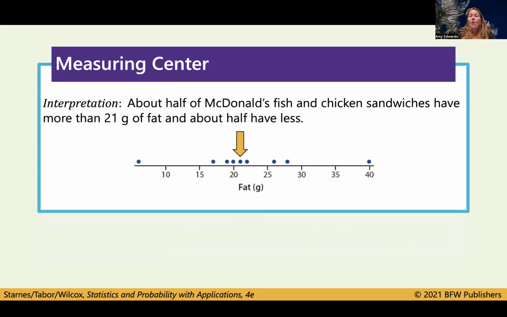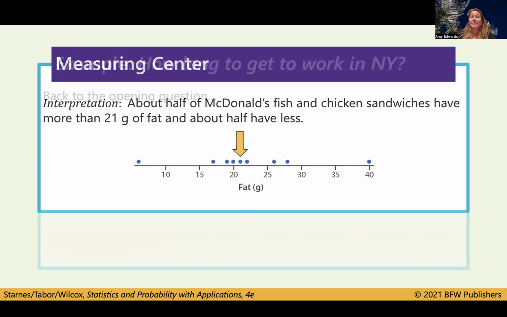Now, we would sit here and interpret this as saying because 21 is the median, about half of McDonald's fish and chicken sandwiches have more than 21 grams of fat, and about half of them have less. Okay, because 21's right in the middle. Half have more than that, half have less.